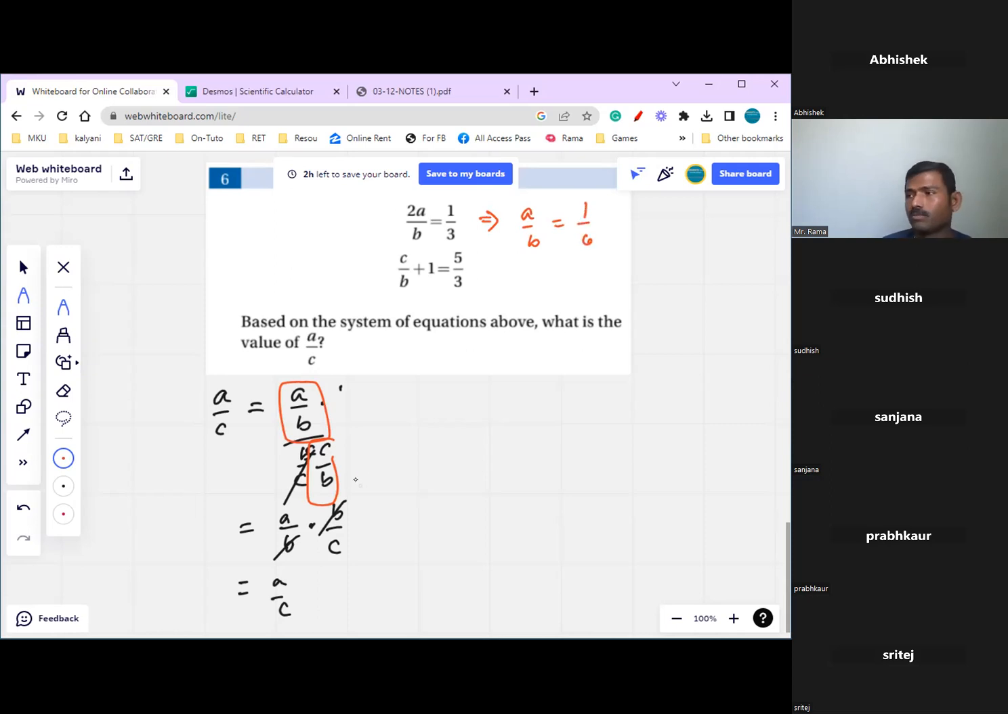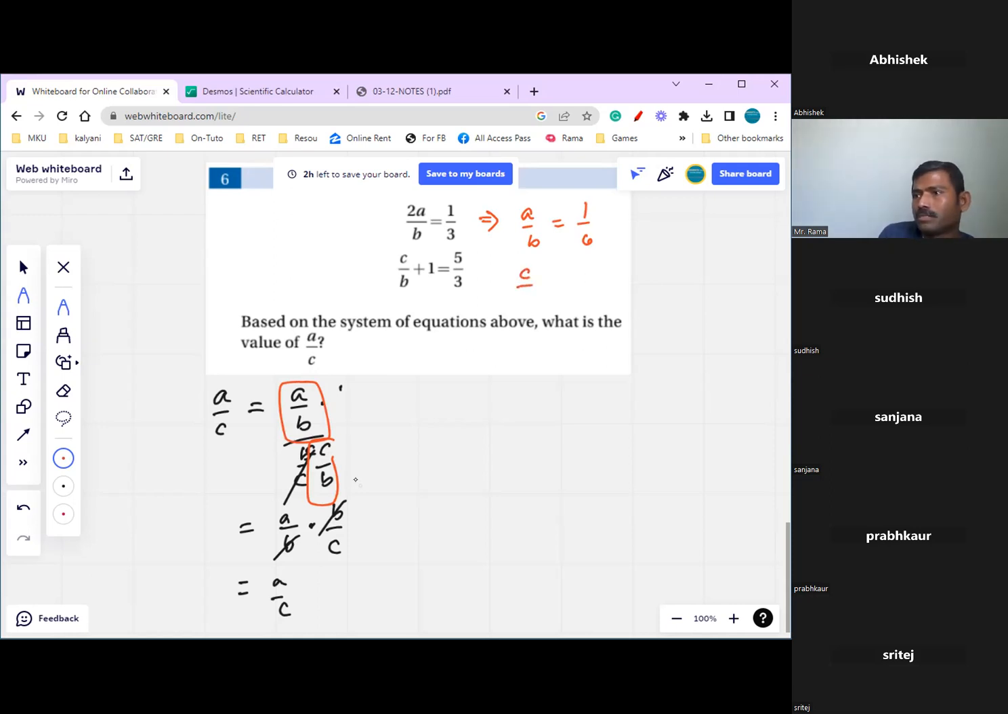Everybody understand how I get the 1/6? Good to go. Show me thumbs up, everybody. I want to make sure everybody is attentive. Thumbs up emoji on the screen. Thank you, Sritesh. Good, good, good. Srinidhi, are you in front of the computer?